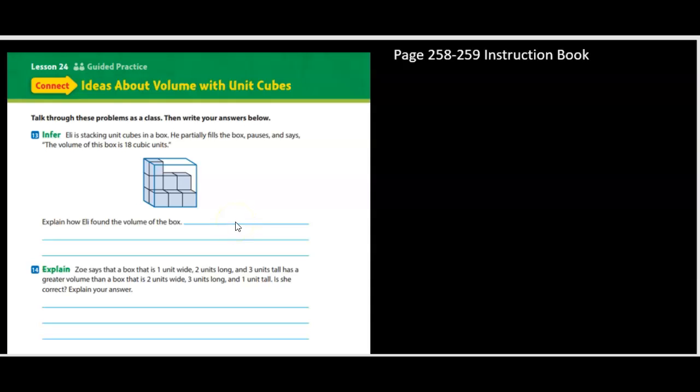The way he was able to find this is he looked at this: a 1, a 2, a 3 in the front row, 3 in the back row. So we have 6 in this layer, 6 in this layer, and 6 in this layer. 3 times 6 is 18. That is how he found his answer. So that's what you need to write down there.